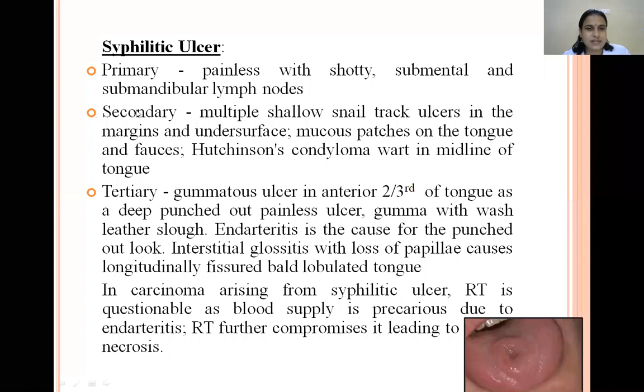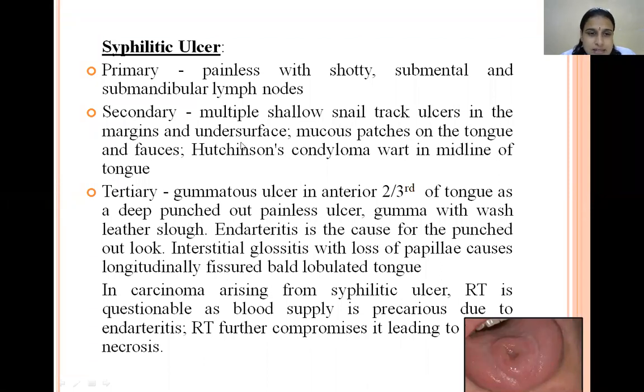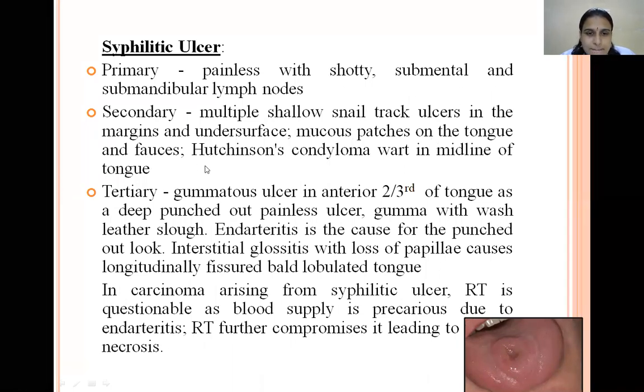Next, in secondary syphilis, there are multiple, very shallow, not deep, snail track-like ulcers on the margins. They are also present on the undersurface. This is important. They also have mucus patches on the tongue and also on the fauces. Here, condyloma, Hutchinson's condyloma, which is pathognomonic of secondary syphilis, may be seen in the midline of the tongue.